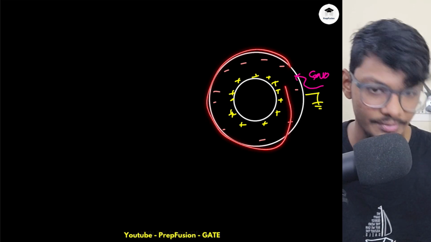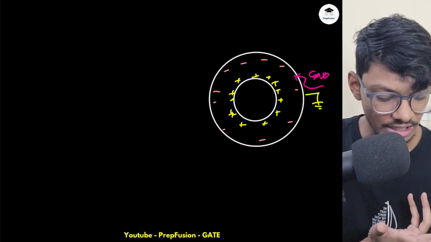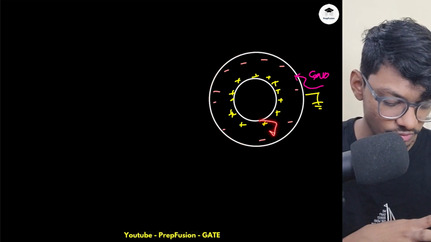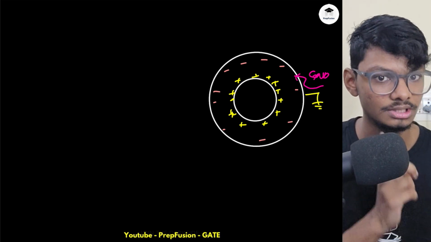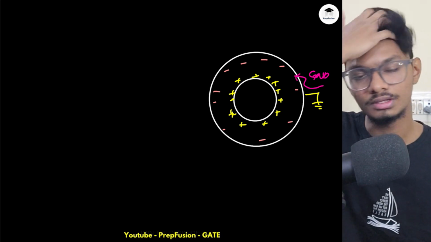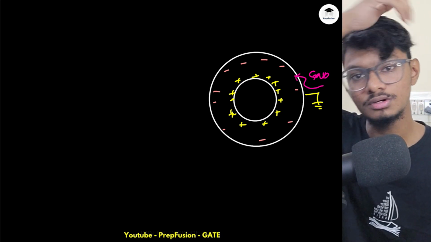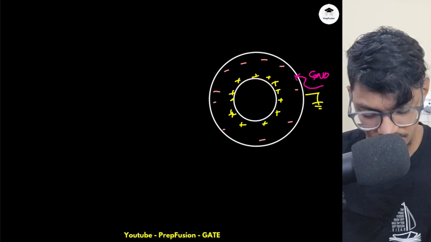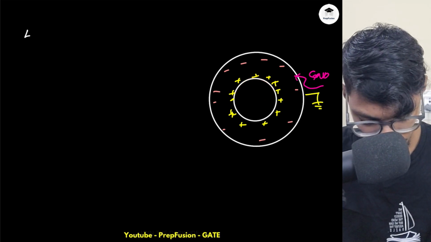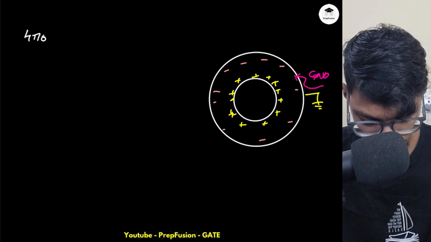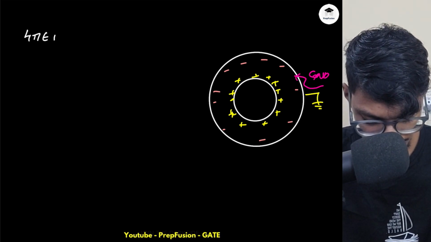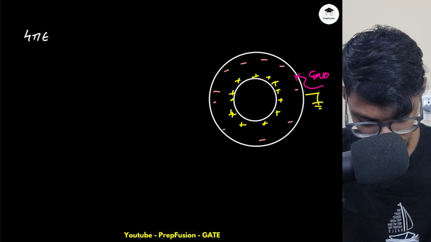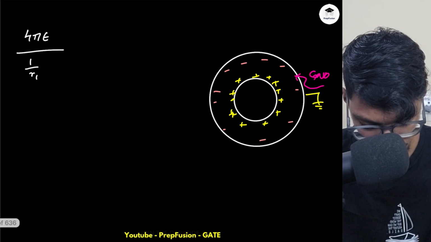So here I will generate a minus q charge, and nothing will happen. If you ground this, nothing will happen. Even if you ground this also, nothing will change. The formula for capacitance which we derived in the first lecture will still be the same. What was the formula for capacitance between two concentric spheres? It was 4 pi epsilon divided by 1 by R1 minus 1 by R2.